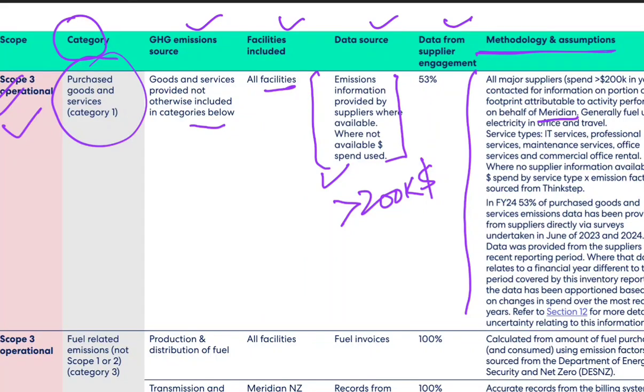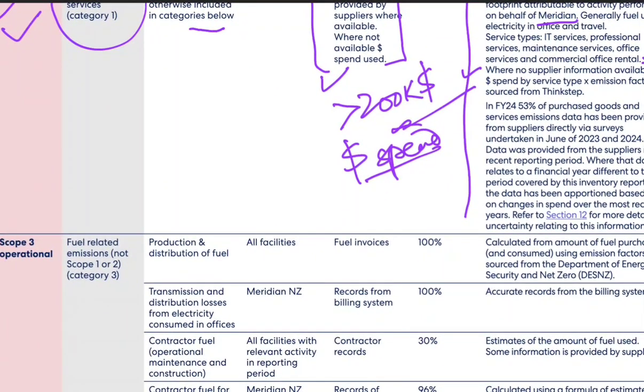Generally like fuel use, electricity in office and travel, service types, IT, professional services, maintenance services, office services, commercial office space where no supplier information is available. Okay, and then next is where no supplier information is available. So we focused on dollars spent by service type multiplied with an emissions factor. Okay, so in financial year 24 itself, 53% of purchased goods and services emission data has been provided from the supplier, either directly via surveys undertaken.